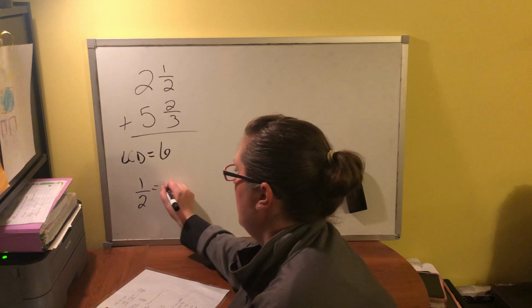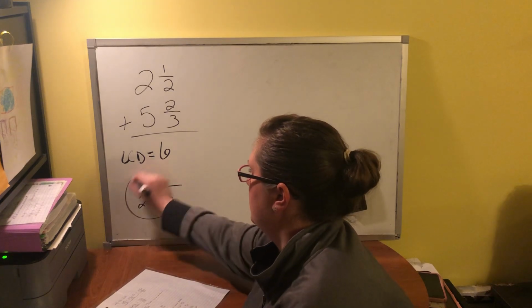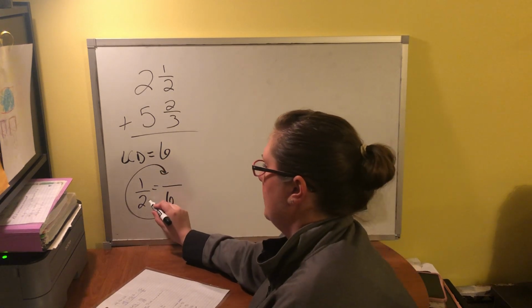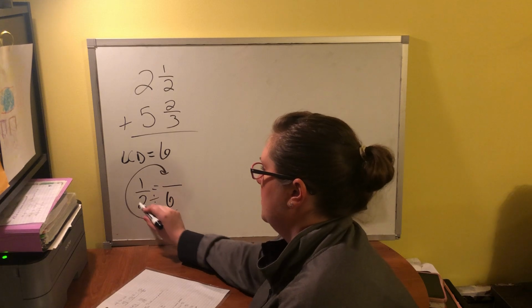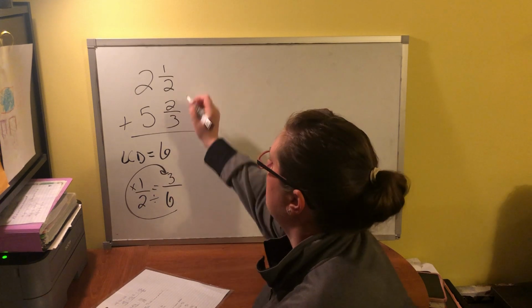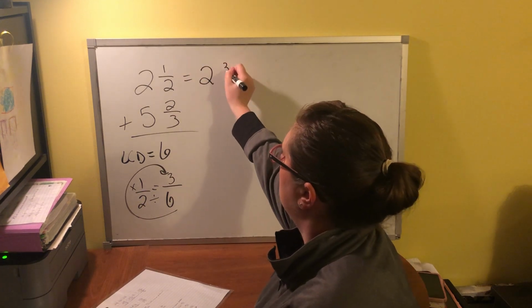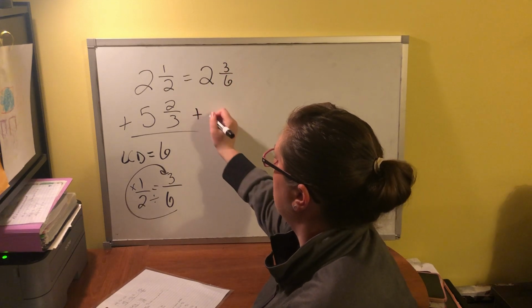So I'm going to take my 1/2 equals blank over 6. Moving in the left direction, we're dividing. So 6 divided by 2 is 3. 3 times 1 is 3. So this is now 2 and 3/6.